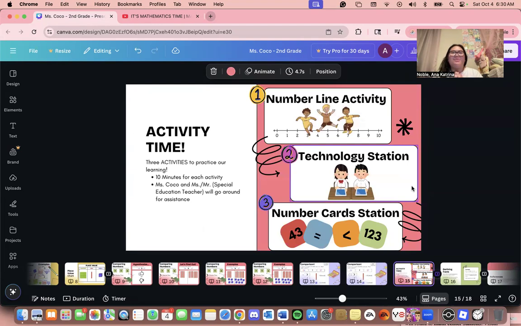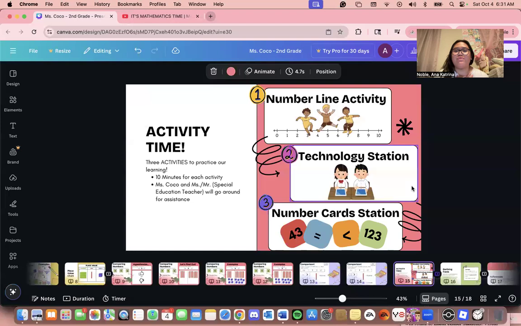And now we're going to get into our activity, friends. We have 3 activities: number line activity, technology station, and number card station. We're going to have 10 minutes each, with about 5 students in every activity. Thank you, Dr. Nursa, for watching. Right after this, all the students will go out of the learning circle, and we're going to get into our 3 activities. The students that are English language learners will be with me.